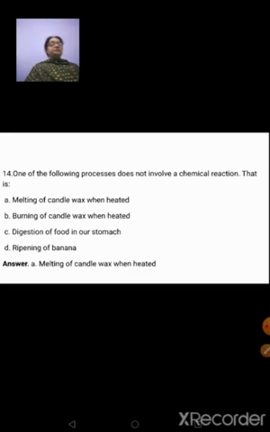Because that melted candle wax can be again used for making a candle, right? You remember whatever wax that melts from the candle is collected in a clay lamp which is made out of clay, and then you can put a wick and again you can use it for lighting. Okay, so that does not involve a chemical reaction.